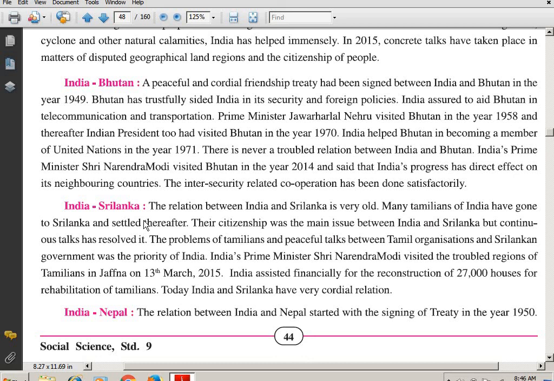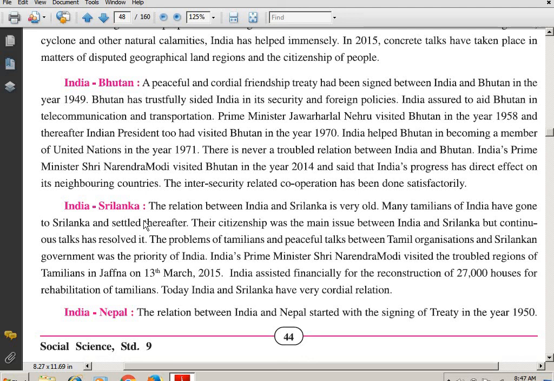India assured to aid Bhutan in telecommunication and transportation, underline that. Bhutan has trustfully sided with India in its security and foreign policies, and India has also assured to help Bhutan in what? Telecommunication and transportation. Prime Minister Jawaharlal Nehru visited Bhutan in the year 1958, and thereafter the Indian President too visited Bhutan in the year 1970. India helped Bhutan in becoming a member of the United Nations in the year 1971.